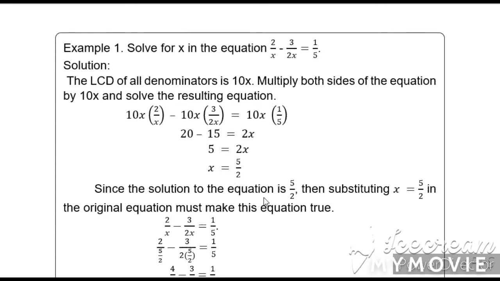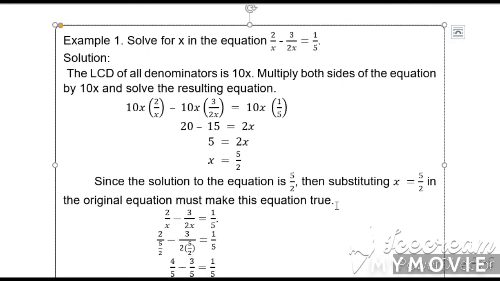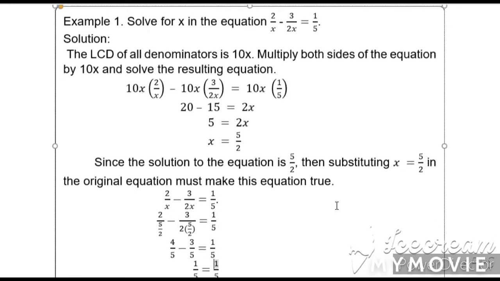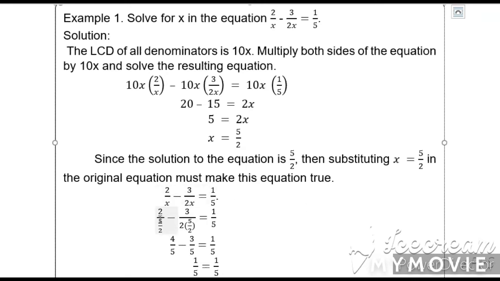Since the solution to the equation is 5 halves, or 5 over 2, then substituting x equals 5 halves in the original equation must make this equation true. So you can have the solution. 2 over x minus 3 over 2x equals 1/5. You can have 2 over 5 halves minus 3 over 2 times 5 halves. Again, x becomes 5 halves, equals 1/5.